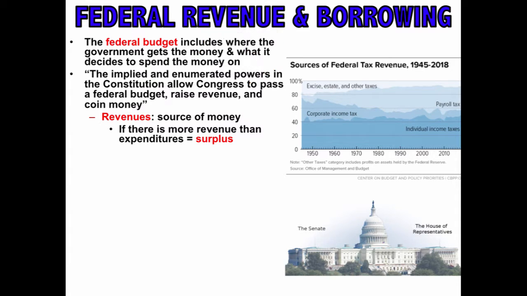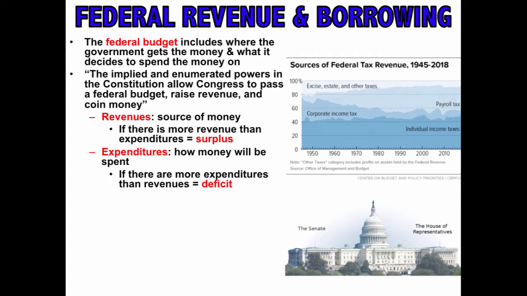If there's more revenue than expenditures, that's when you have a surplus. Speaking of expenditures, this is how money will be spent. And if there are more expenditures than revenues, that's when you have a deficit. This is more often the case, especially in recent history, which leads to the government borrowing a lot of money. There's not enough money coming in, so we've been running deficits quite frequently.